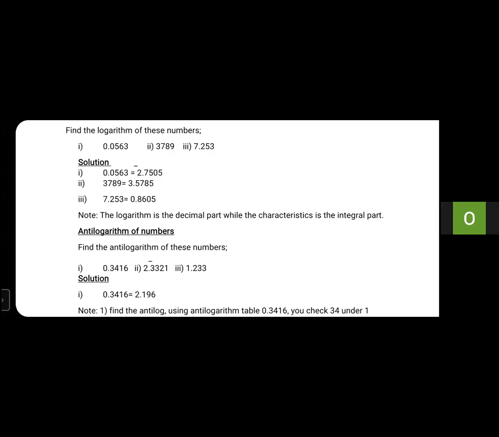3789. So the first thing we do is we write 3789 out in standard form. When we write 3789 in standard form, what do we have? Ma? I said when we write 3789 in standard form, what do we have? 3.5785. Nope. In standard form.